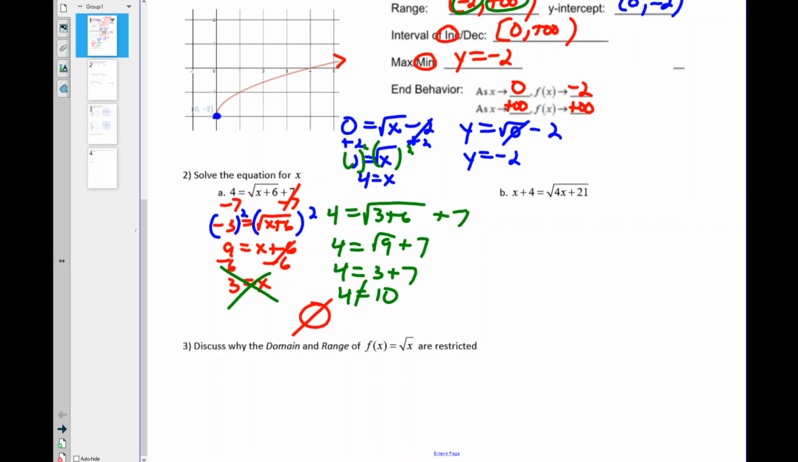That symbol is called the empty set. It's used usually to demonstrate no solution. If you write no solution, fine, even better.